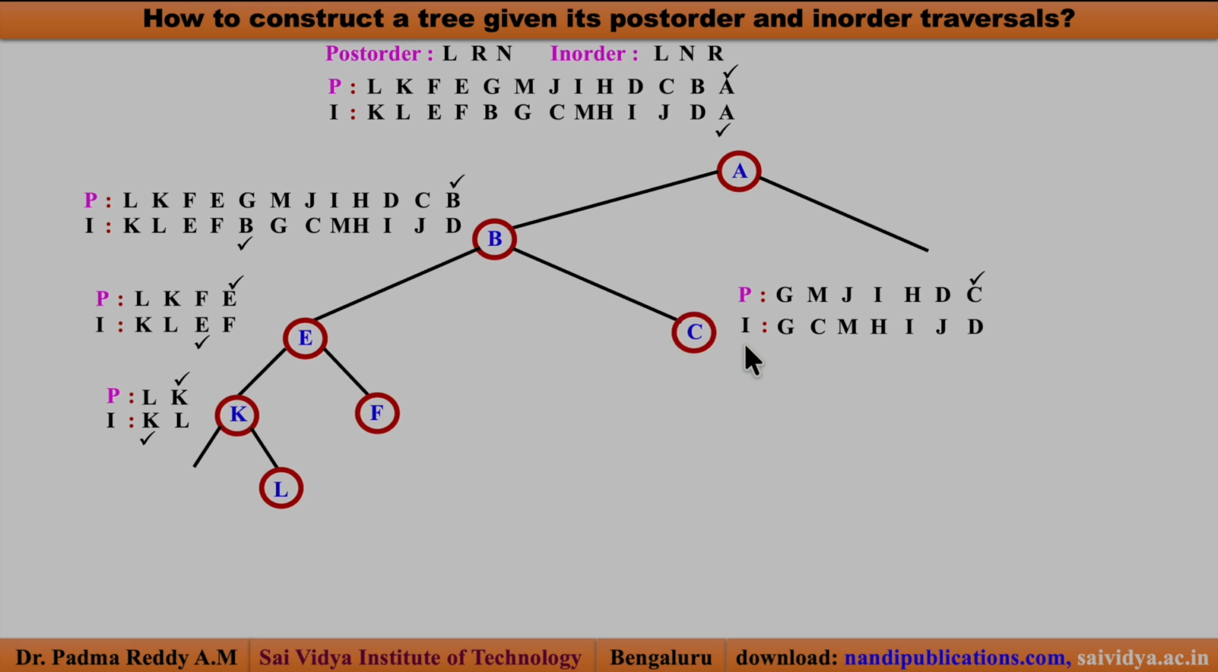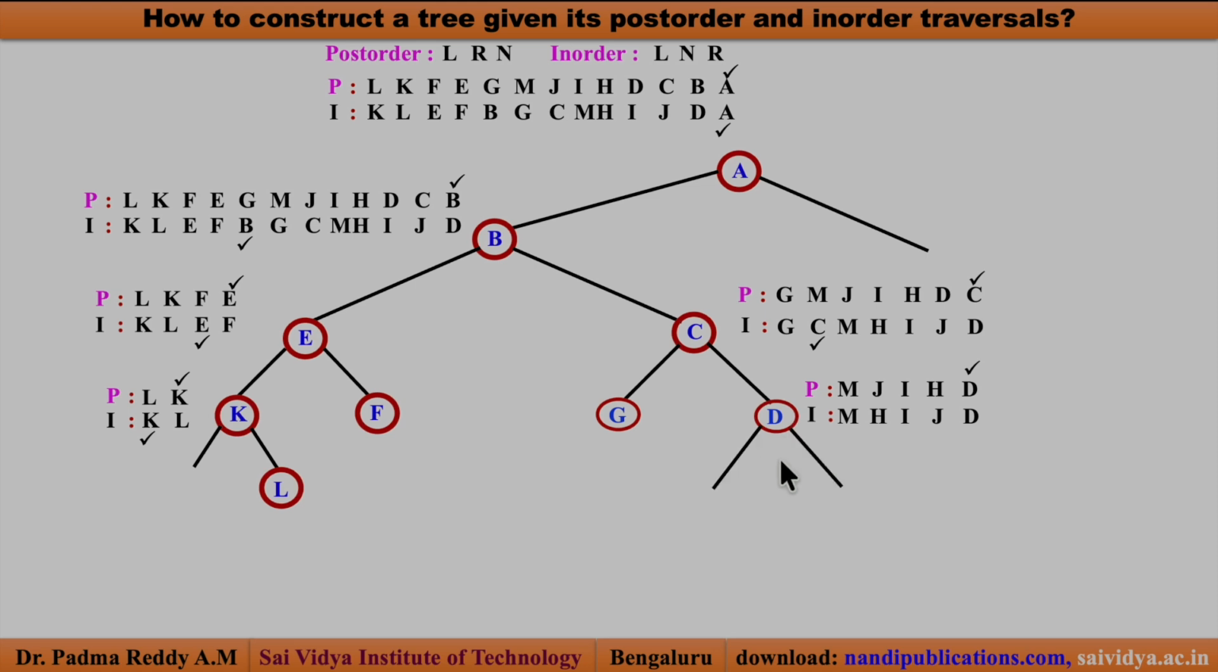Now coming here, which should be the root node? C is the root node. And to see what is left of C, what is right of C, look where C is present in the in order. Towards left of C, what will we get? G. Towards right of C, MHIJD. This is the corresponding post order. What should be the root in the right subtree? Last node. What is the last node in the post order? D. D is the root node.